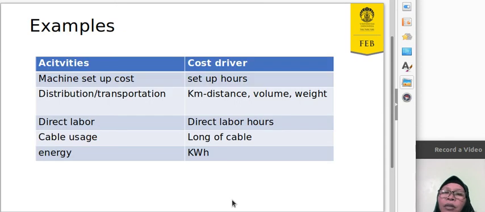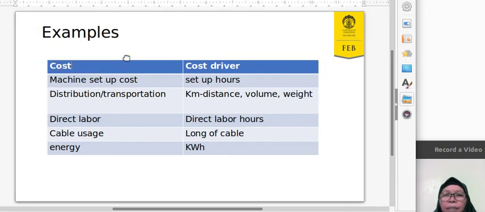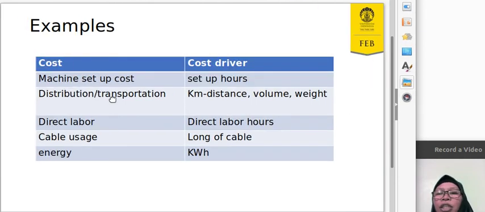Here are examples of the cost driver of the activities. Let's say the cost is the machine set up costs. So the cost driver is usually set up hours. The longer the time we need to set up the machine, the higher the cost. So the set up hours will be the cost driver.